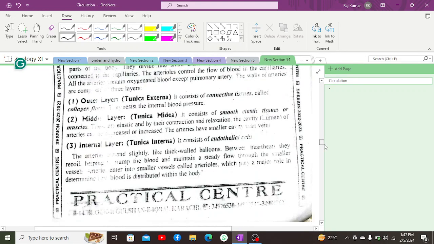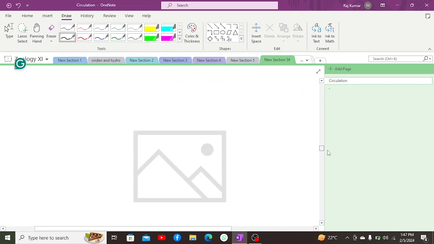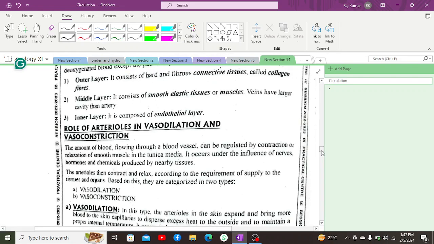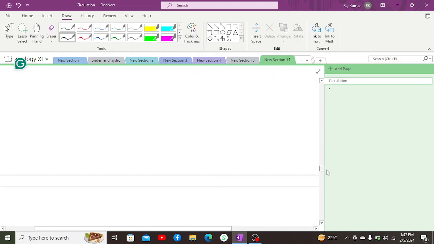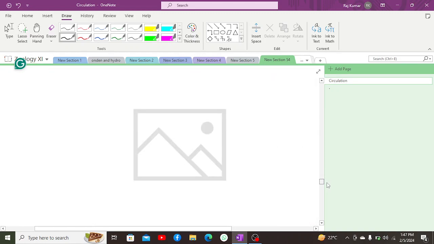And here, when it comes to their layers, these are the layers which we are going to discuss over here as well. And apart from that, let me just quickly open up all the files.